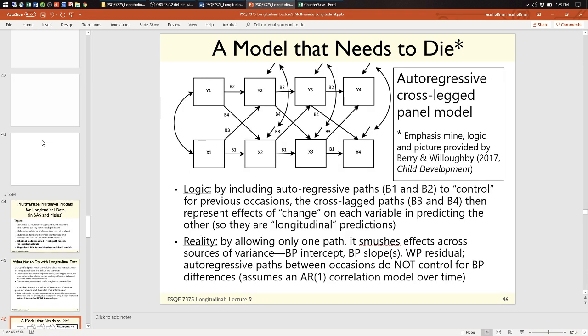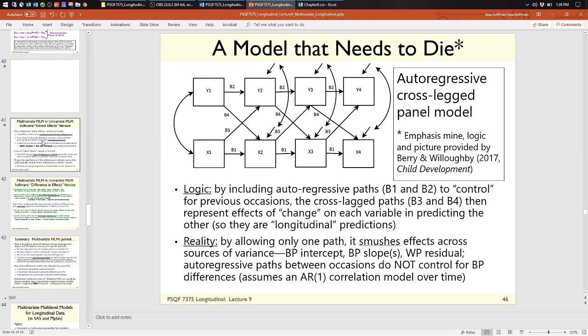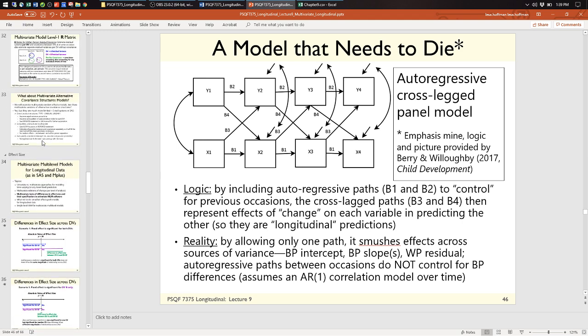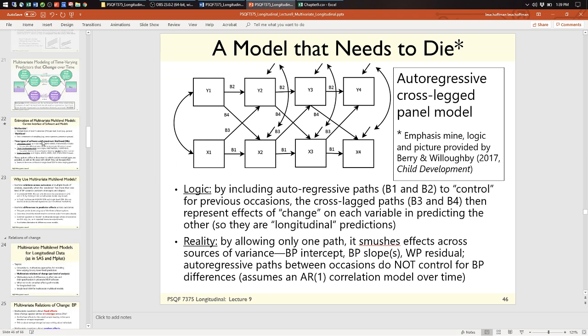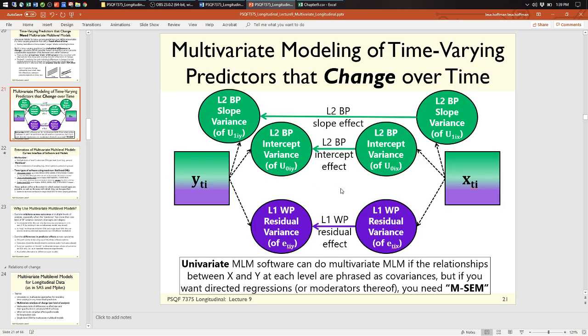Conceptually, that goes with a picture. Let me find it. Like this. One variance component is predicting another. That's what we're doing here.